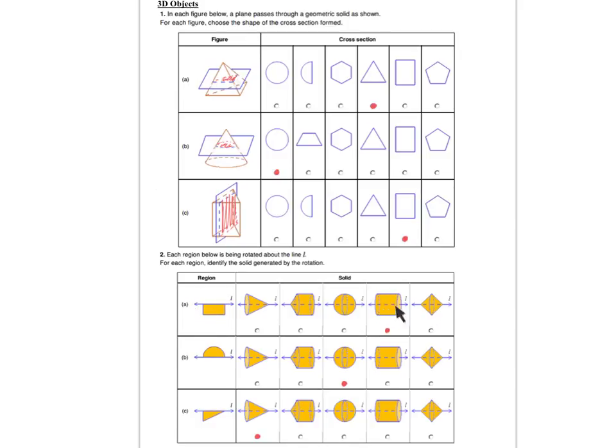If you take this half circle, spin around this line over and over, you will get a sphere. And if you take this triangle, spin around this line, you will get a cone.